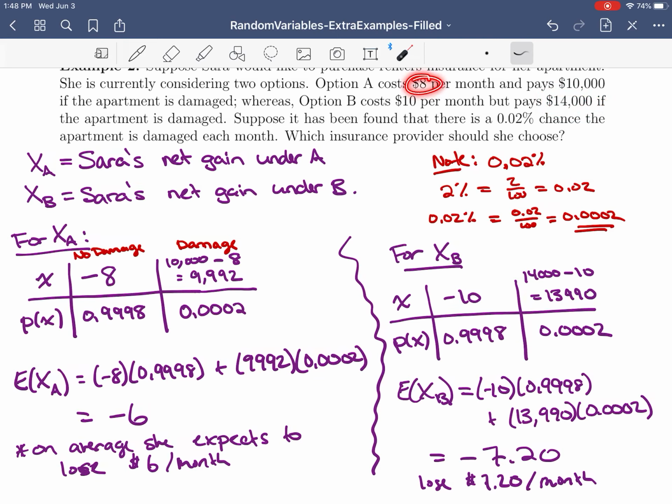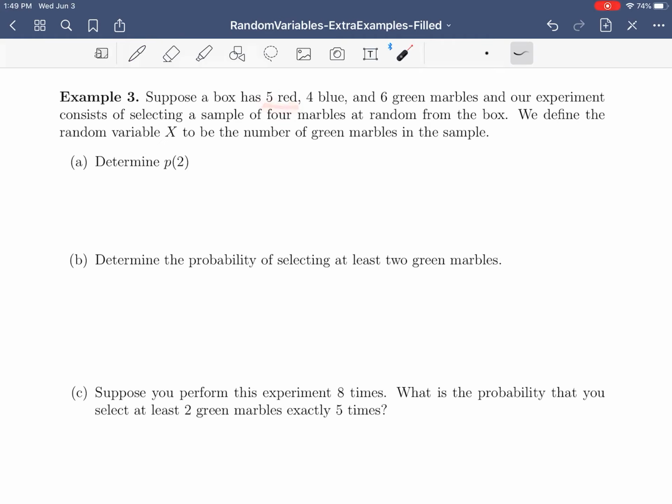Okay, let's try another one. So suppose a box has 5 red, 4 blue, and 6 green marbles. Okay, and our experiment consists of selecting a sample of 4 marbles at random. Okay, and X is going to be the number of green marbles in the sample. So P of 2 is going to be the probability that capital X equals 2, which is the probability that we select exactly 2 green marbles.